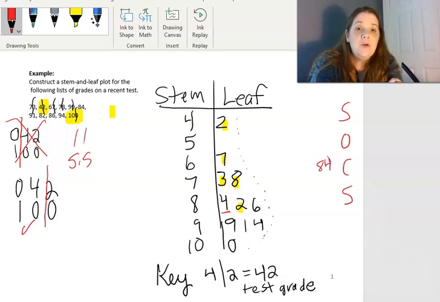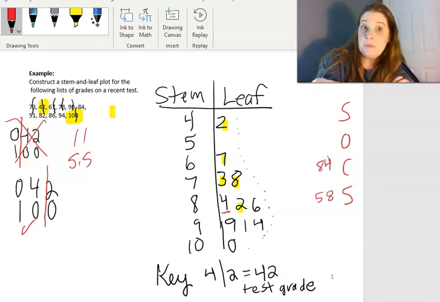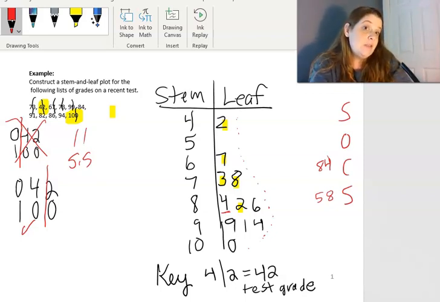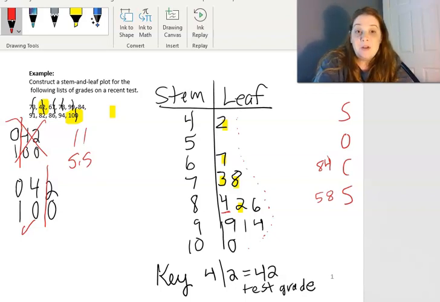As far as the spread goes, we could talk about the range. The range goes from 100 down to 42. 100 minus 42 gives me a range of 58. If I was going to write in complete sentences, I would say something like, the distribution of test grades is slightly skewed to the left with a potential low outlier at 42. Or if that doesn't feel low enough for you, maybe you say with no outliers. The median value is a test grade of 84, and the range is 58 points.